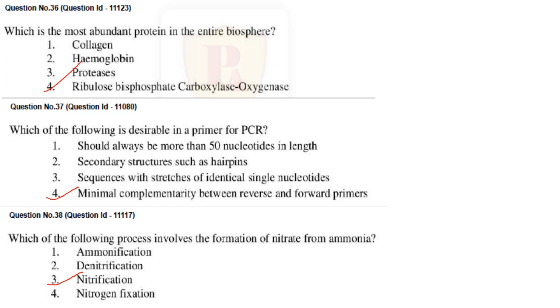And nitrogen fixation is the process in which nitrogen gas is converted into a usable form for plants and other microbes. Nitrogen gas is converted into ammonia and other related nitrogenous compounds. So the process they have asked about, the formation of nitrate from ammonia, is nitrification. Answer is option 3.